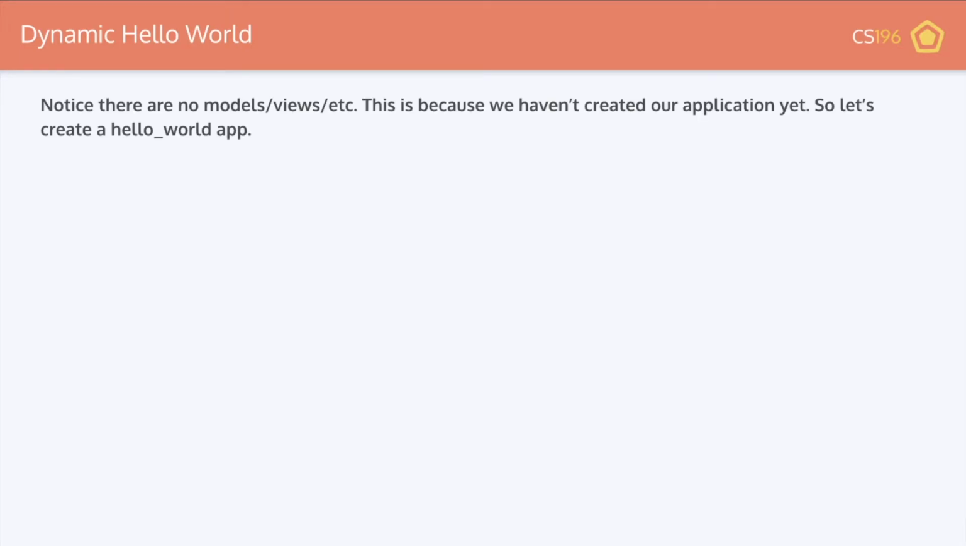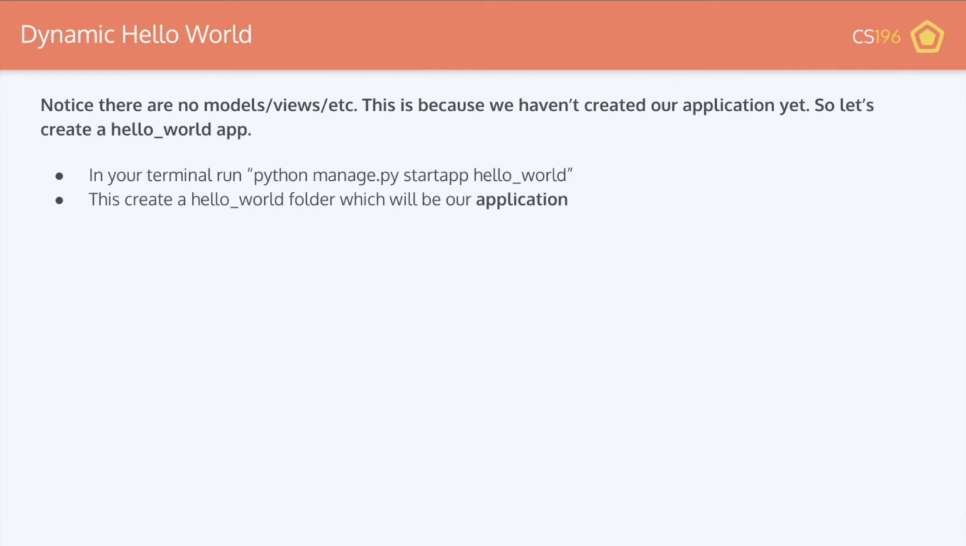So how do we do this? Notice that in our current file directory, there's no models, views, etc. This is because we haven't created our application yet. So let's create a Hello World app. The way we do this is in our terminal we run python manage.py startapp and then the name of our app, which we'll call helloworld. This creates a helloworld folder, which will be our application, and this is within the root directory.